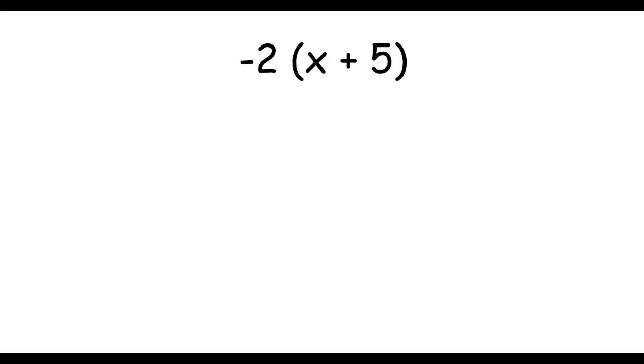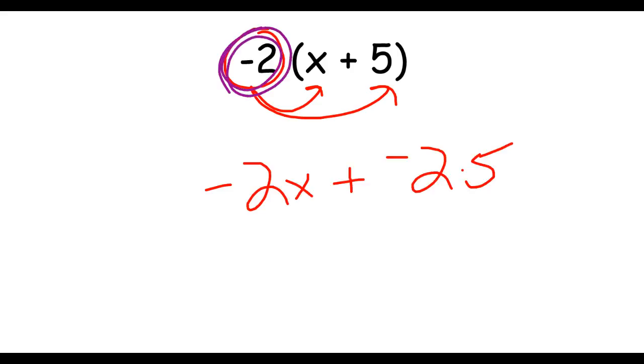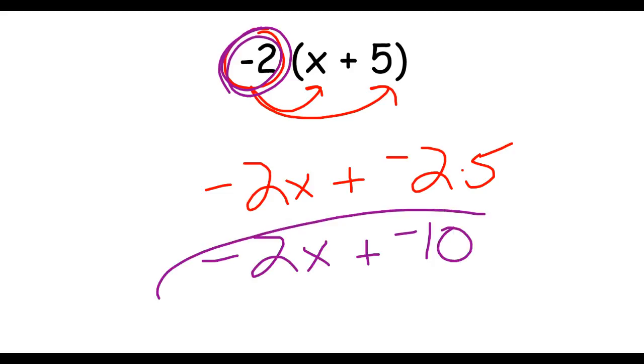So now we have negative 2 times x plus 5. Now this same idea holds. We're going to take the number on the outside and multiply it by everything that's inside the parentheses. But here, it's a negative 2, not just a regular 2, so the whole negative piece needs to come with the 2. Negative 2 times x plus negative 2 times 5, because the negative is a part of the number that's multiplying those parentheses. Negative 2 times x is negative 2x, and negative 2 times 5 is negative 10.